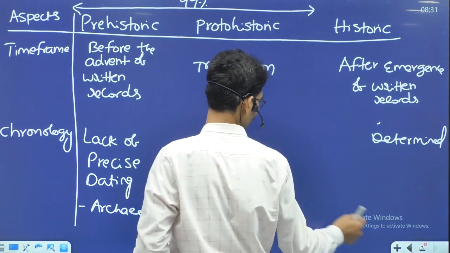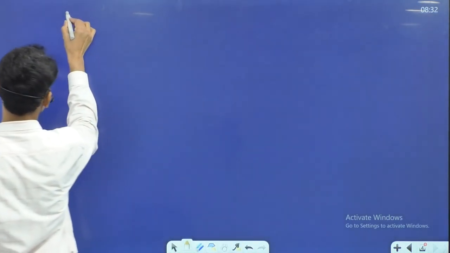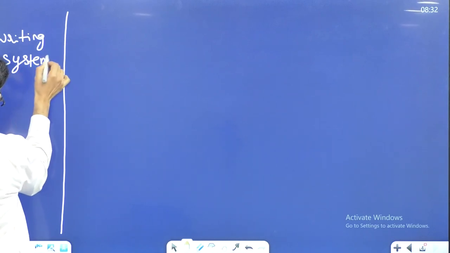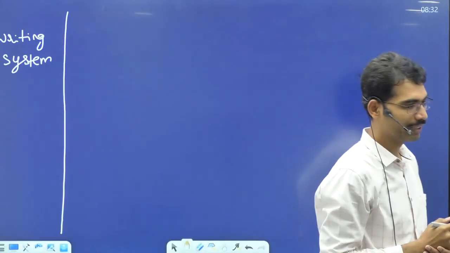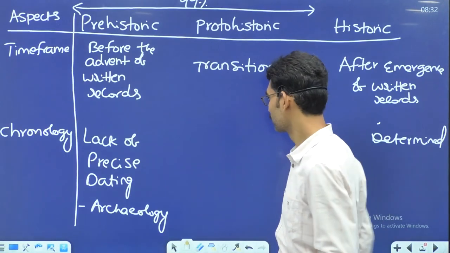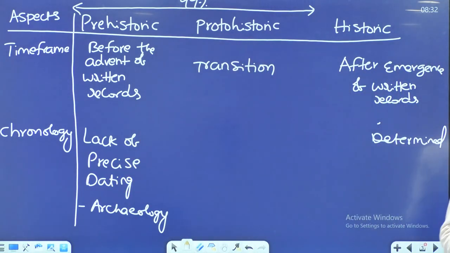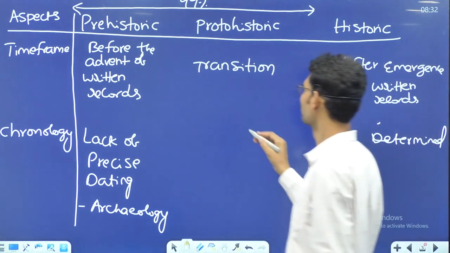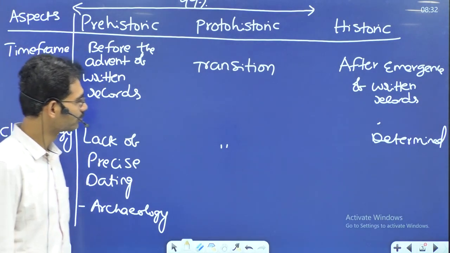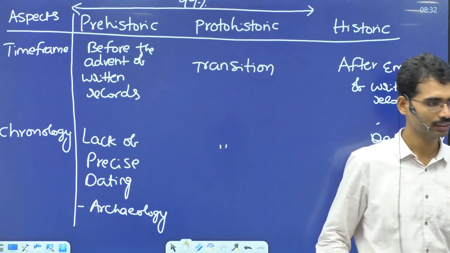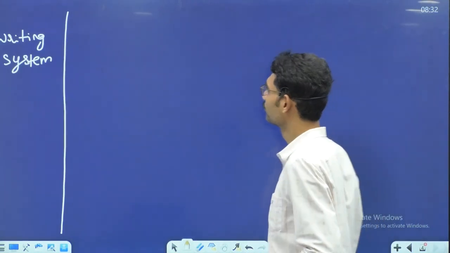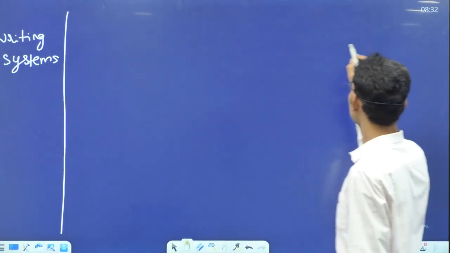Next one, third category: writing system. We will give some examples here. Protohistory is the transition from prehistoric to historic, simply. Here it will come, transition. Okay, now writing systems. Here you give examples.